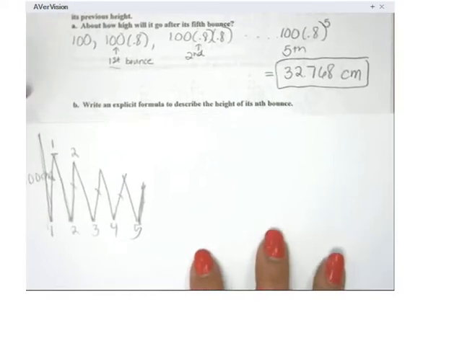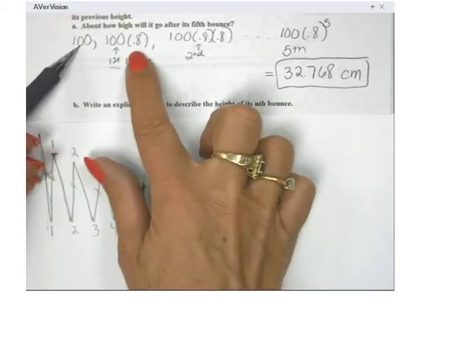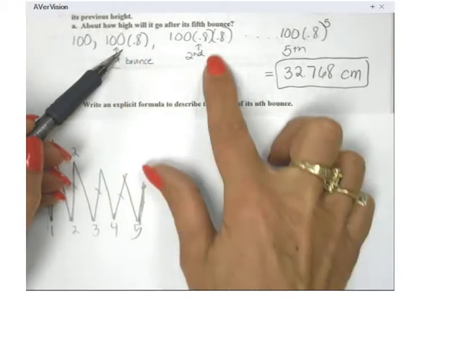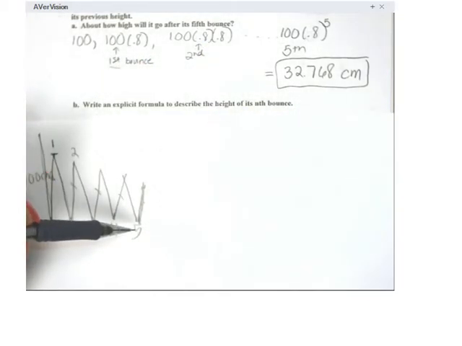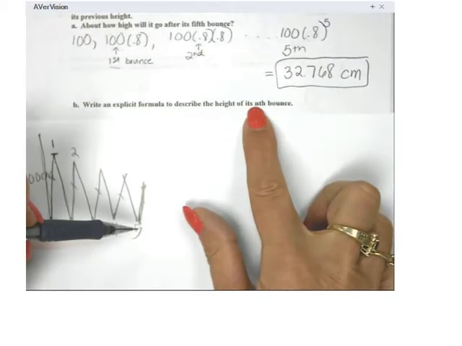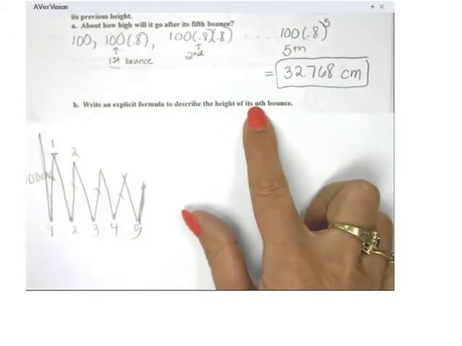Now we want to write an explicit formula to describe the height after its nth bounce. And an explicit rule, instead of going through and saying, well, if you take this one and multiply by 0.8, and take this one and multiply by 0.8, we want a rule where I want the nth bounce. I want to go to the fifth bounce. I want to plug 5 in and boom, get my answer.